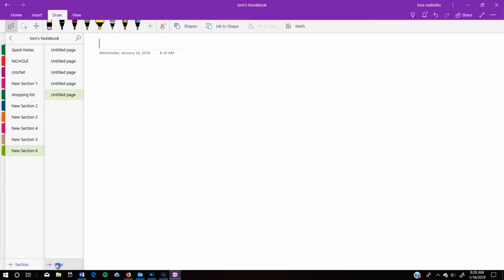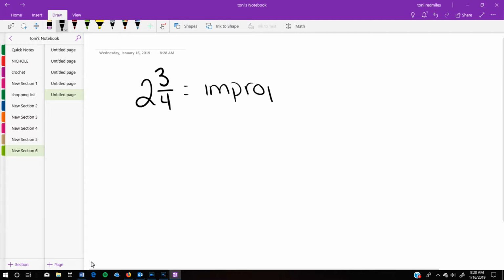So let's go on to the next skill, which is going backwards. Let's say 4 cookies make a bag of cookies, and I have 2 full bags of cookies and 3 left over, and I want to make this into an improper fraction.